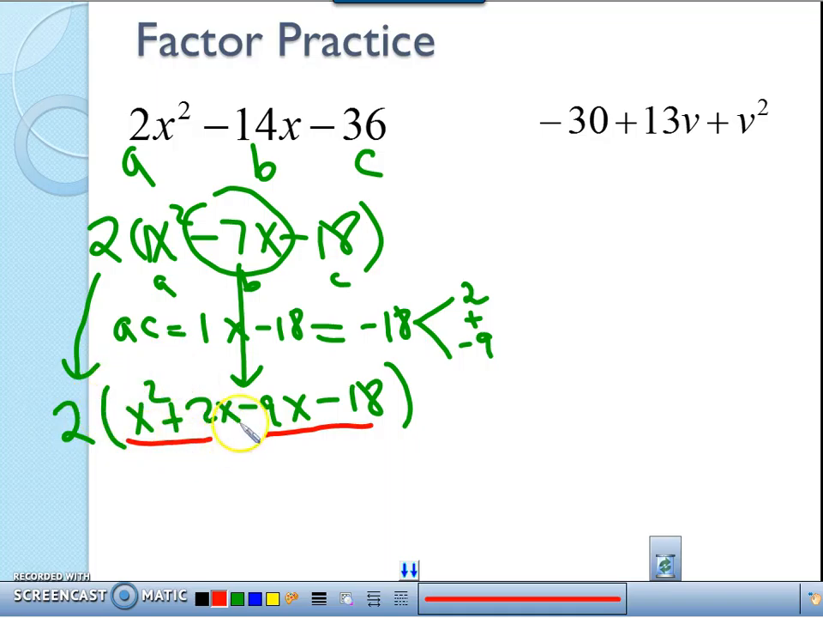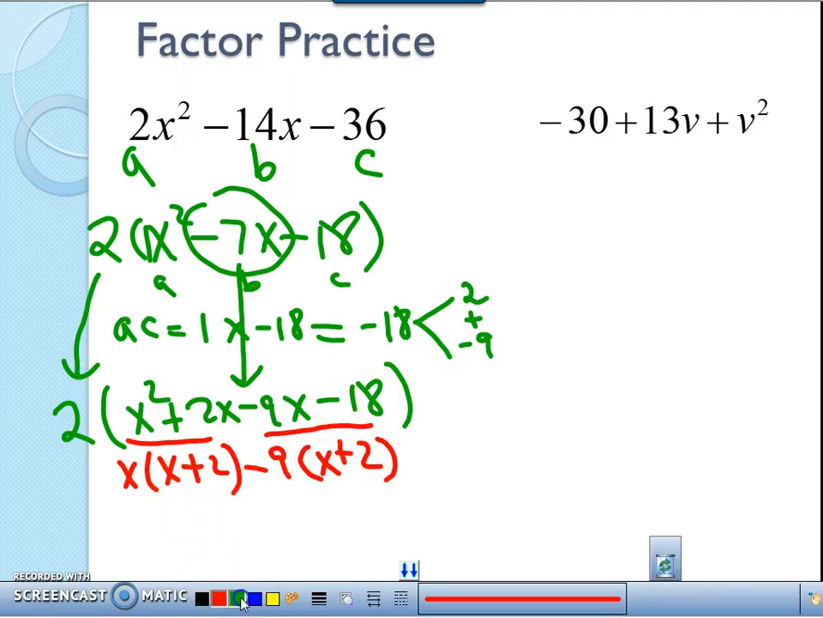So right here, their GCF for the first 2 is x. They have x in common, 1x. And then you're going to do x plus 2. So x times x is x squared, and x times 2 is 2x. And then the second part, they have a negative, so you're going to put the negative. 9 and 18, their GCF is 9. Then you're going to do x plus 2, because negative 9 times x is negative 9x, and negative 9 times positive 2 is negative 18.